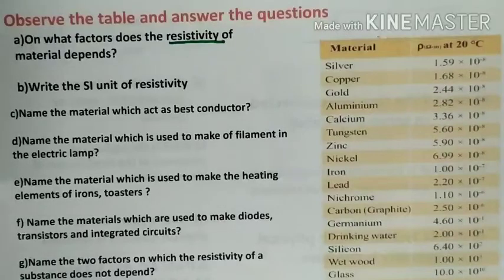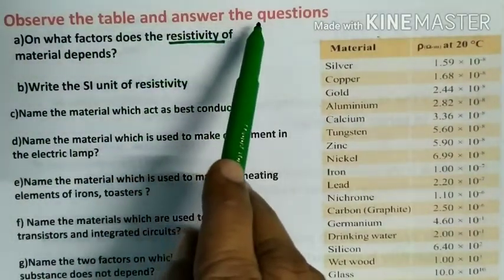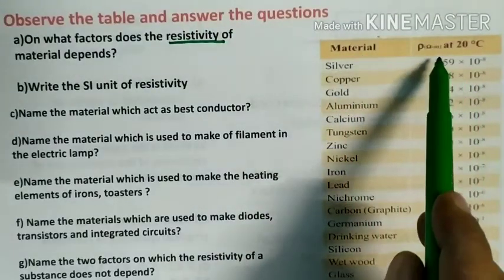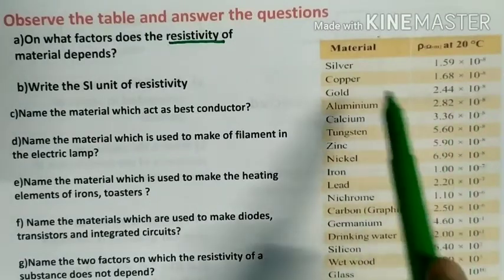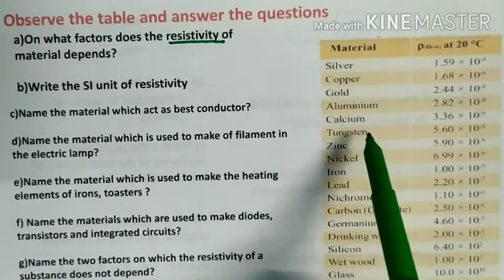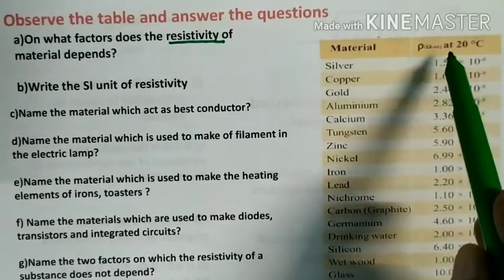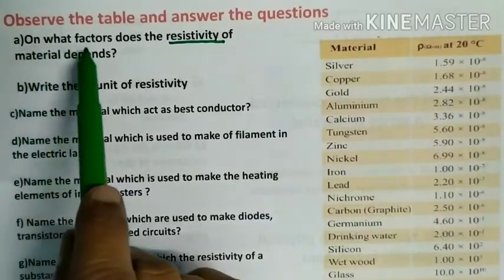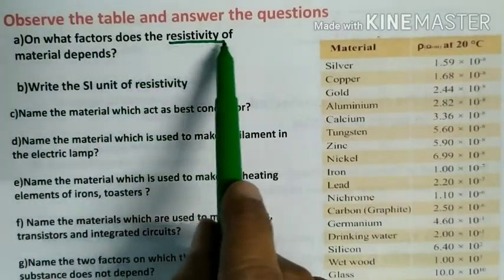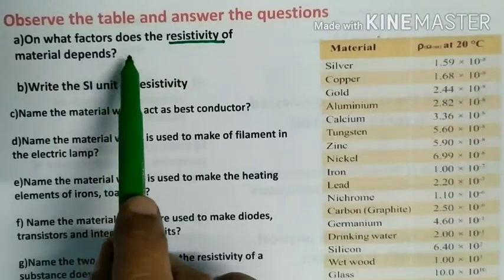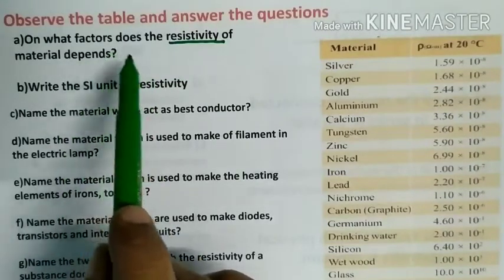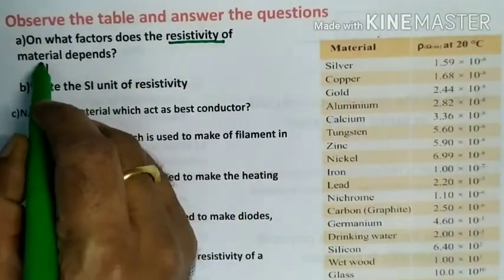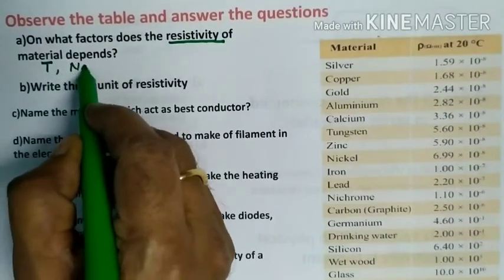The next question. Observe the table and answer the questions. Look at the table. Here the materials are given and their resistivity values are also given. The materials silver, copper, gold, aluminum, etc. are all given. Now look at the questions. On what factors does the resistivity of a material depend? The resistivity of a material depends on temperature and the nature of the material.